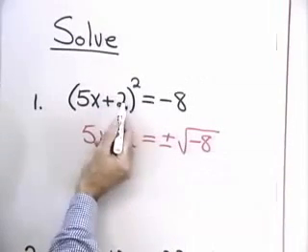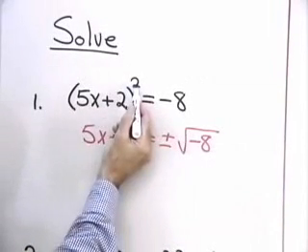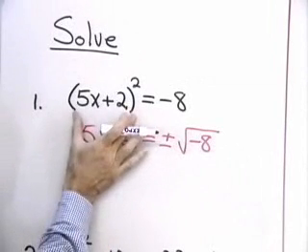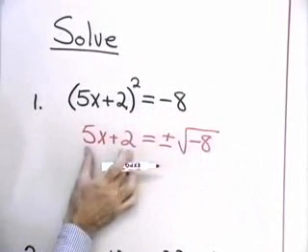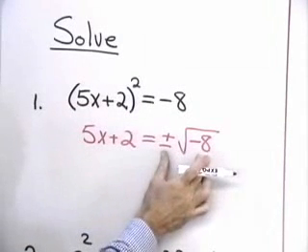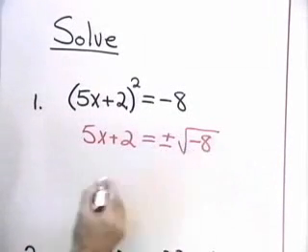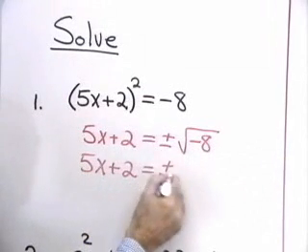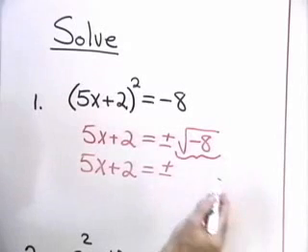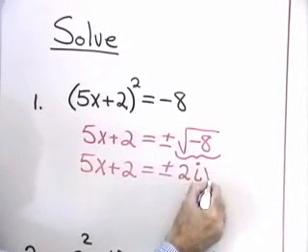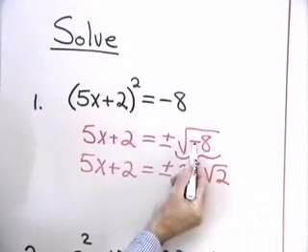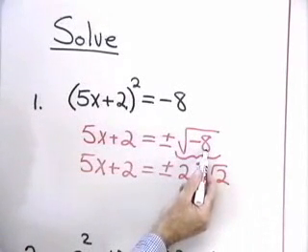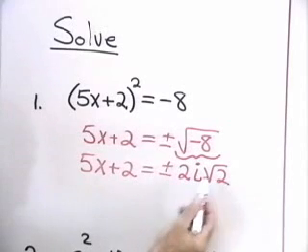So we go from this expression down to this expression, and that gets rid of that square on the 5x plus 2. So if 5x plus 2 quantity squared is negative 8, then 5x plus 2 itself is either the positive or negative square root of negative 8. Now we'll simplify this. 5x plus 2 is equal to plus or minus, and when I simplify this expression, I get 2i square root 2. The negative sign under the radical gives me an i outside, and 8 is 4 times 2. The square root of 4 is 2, so I have 2i square root 2.